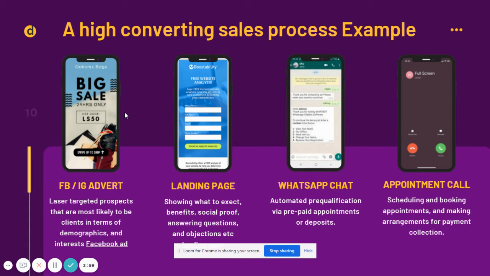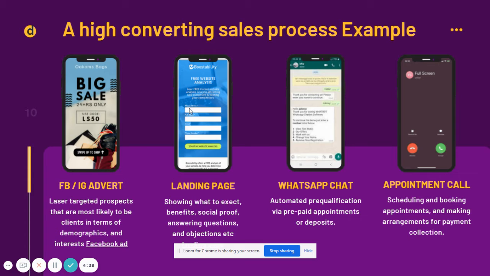And so we are going to ask for interest. Who is interested in a microblading treatment? And they are going to raise their hands by clicking that learn more button, or that swipe up button, or that sign up button. That is the Facebook ad. Laser targeted prospects that are most likely to be clients in terms of demographics and interest targeting. Of course, we're going to be targeting these people, and we're going to ask for interest. And when they click on that button, they go to the next step, which is what we call a landing page. Now, what's a landing page?